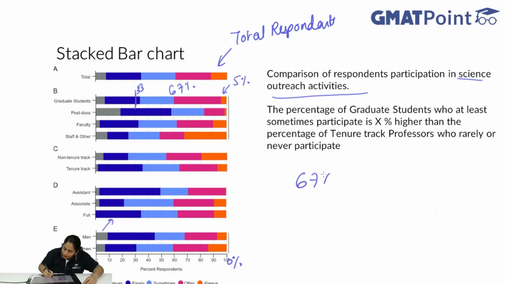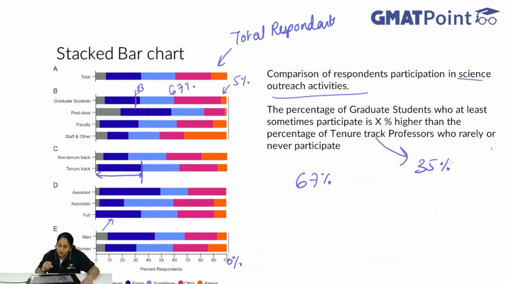So this is 67%. The percentage of tenure track professors who rarely or never participate, what is that value? Consider the tenure track professors who rarely or never participate. So tenure track is over here. The number of tenure track who participate rarely or never is this part over here. This is never, this is rarely. If I add it up together, I come around here, which is around 35, midway between 30 and 40. So this value of tenure track professors who rarely or never participate is around 35%. This value is 67%, this value is 35%.